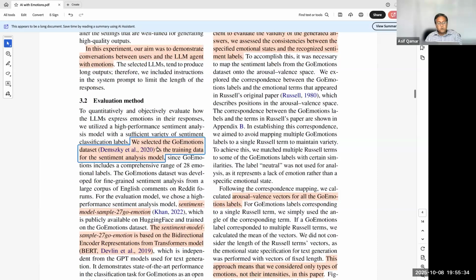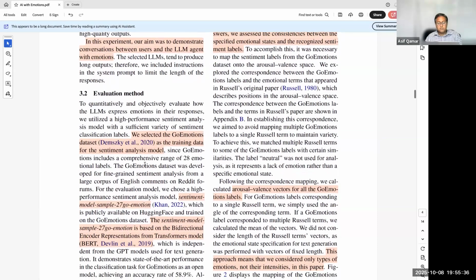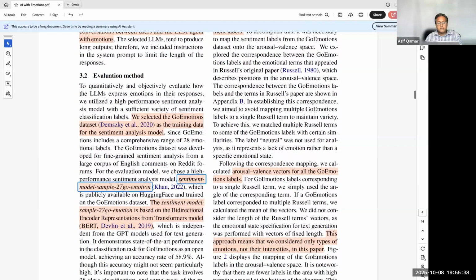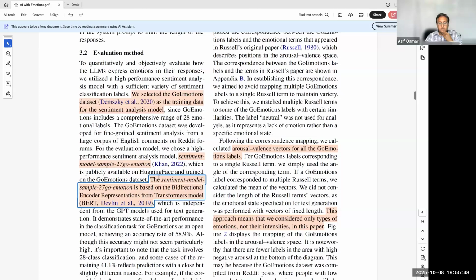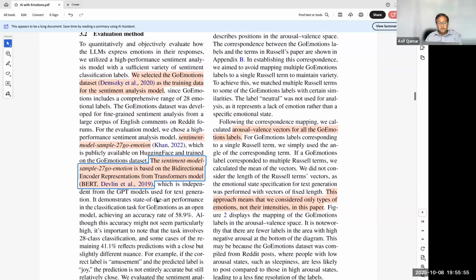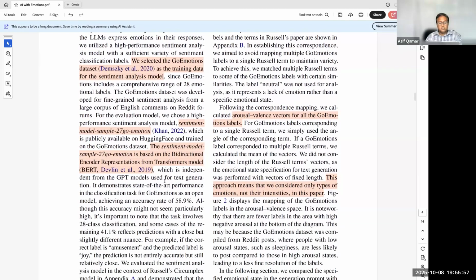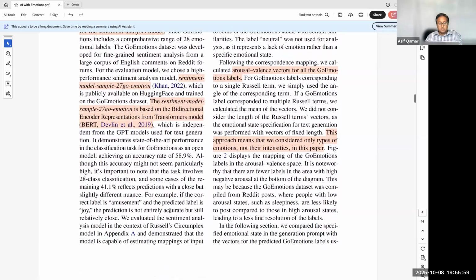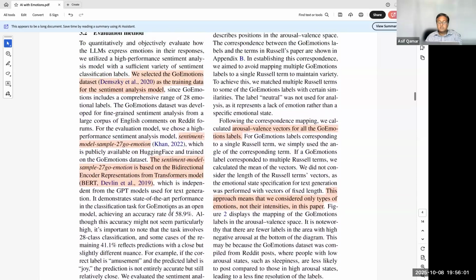So we selected the GoEmotions dataset. Yes, of course. And then they selected the model called sentiment model sample, whatever, 27 GoEmotion. This is available in Hugging Face, right? And this model is based on BERT, a transformer model. And then these are the specifications, and we can skip those things. Let's come here.